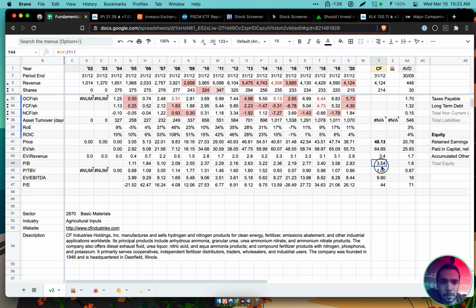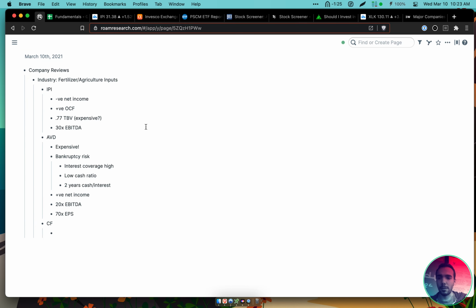Three times revenue, so not cheap. 3x book, 3.5x book, 1x tangible book. So yeah, the 1x tangible book I don't like. 9x EBITDA, so that seems okay. 40x earnings. Yeah, I don't like the debt situation here. Debt situation is bad.